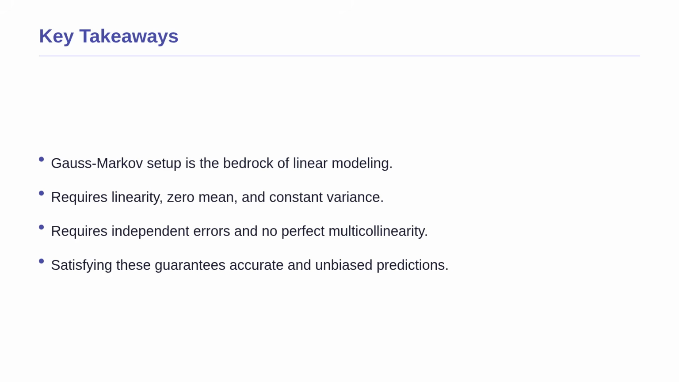To summarize, the Gauss-Markov setup is a strict set of mathematical rules governing the behavior of linear models and their random errors. It is the absolute bedrock of modern statistical modeling and machine learning. Remember the 5 pillars: linearity, zero mean errors, constant variance, independent errors, and no perfect overlap in the input data. By strictly checking these conditions before trusting a model, we guarantee that our standard estimation techniques will yield the most accurate and unbiased results possible. You now understand the solid ground upon which all linear regression is built.